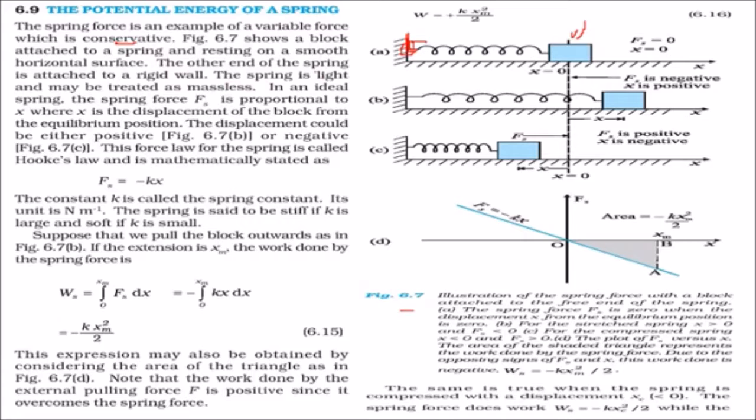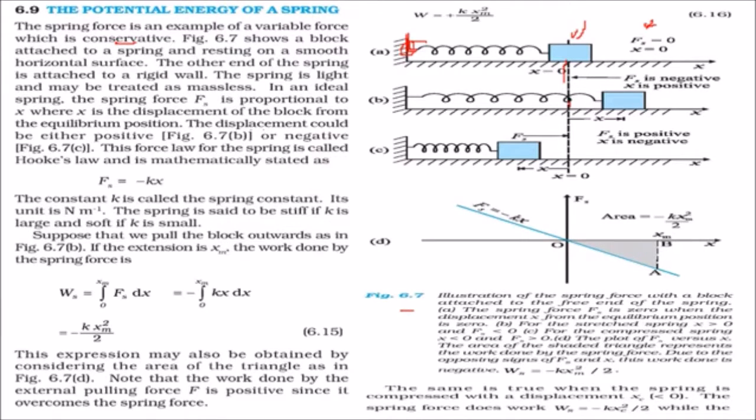For an ideal spring, this spring force Fs is proportional to the distance, that is the displacement. So x is the displacement of the block from the equilibrium position. This displacement can be positive or negative. If this is the normal position, we can stretch the block or compress the block, so it can be negative and positive.